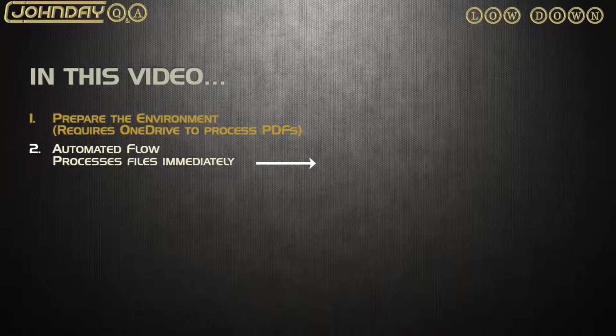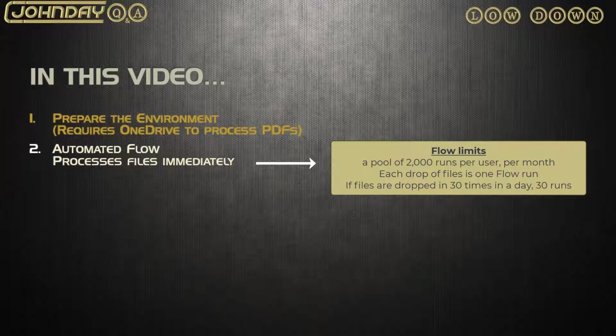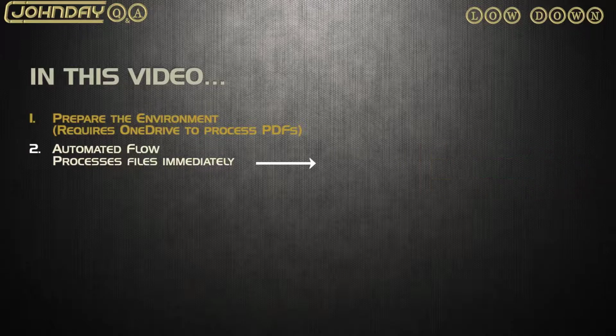So I want to point out a few issues with the automated flow. One is against your flow limit. So let's say, for example, your flow limit is 2,000 runs per user per month. Every time someone drops in any number of files, that is a run. If they drop in files 30 times, that's 30 runs. So you need to be aware of that.